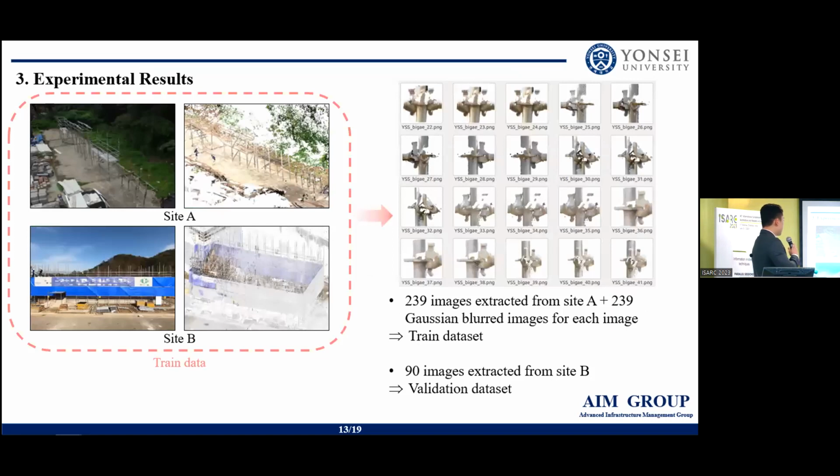For the experiments, we used data extracted from two sites for the YOLO v5 object detection model. From site A, we extracted 239 images, and we enlarged the data set using Gaussian blur augmentation to make a total of 478 images for the training data set of YOLO v5. From site B, we extracted 90 images and used them as the validation data set of the detection model.